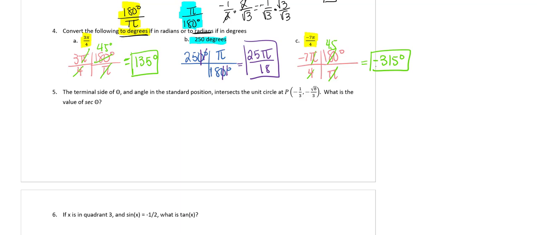The terminal side of theta, an angle in standard position, intersects the unit circle at point P, negative 1/3, negative square root of 8 over 3. What is the value of secant of theta?